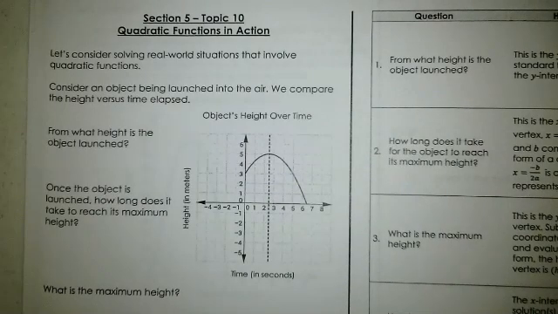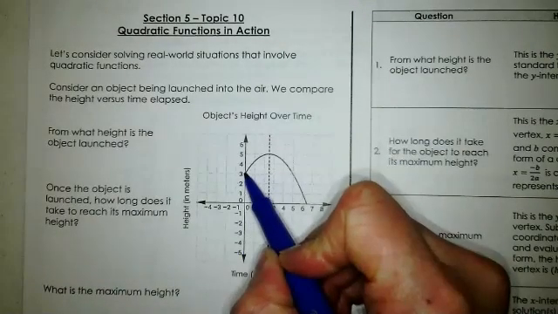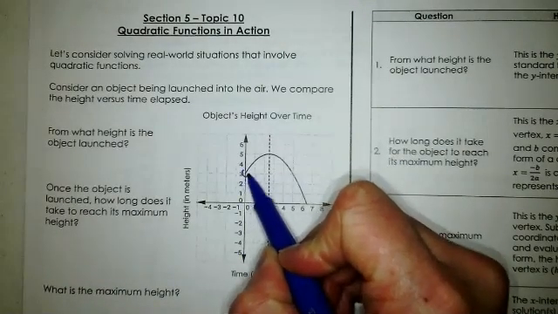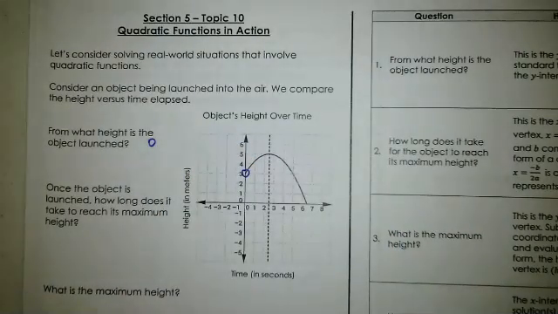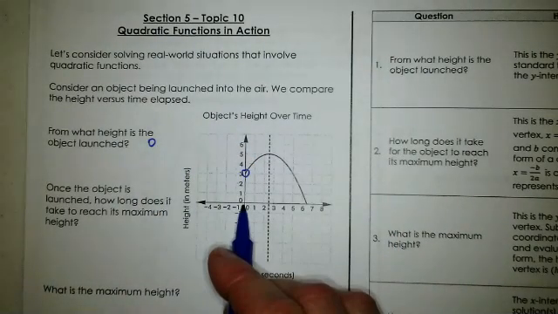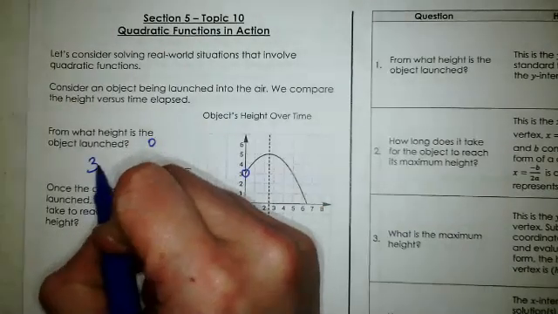From what height is the object launched? So launching would be at the very beginning of the problem. So right here, the circle represents the height the object was launched. So at 0 seconds, it was at 3 feet. Meters. 3 meters.